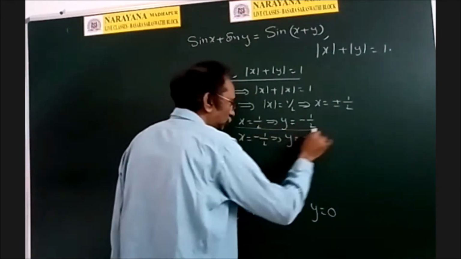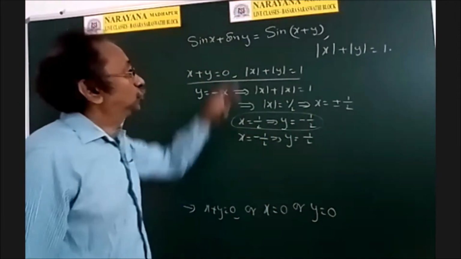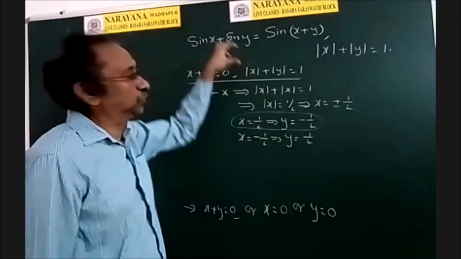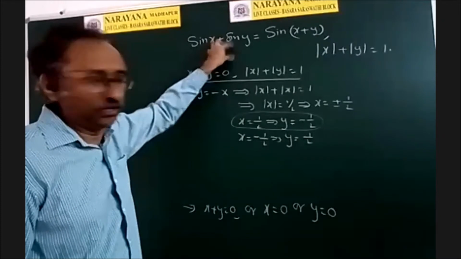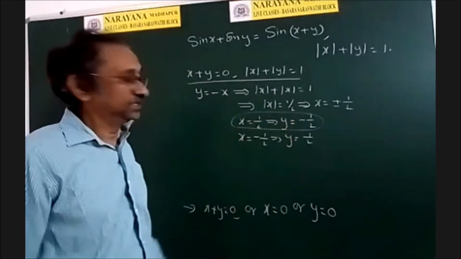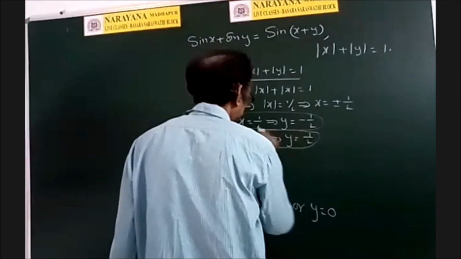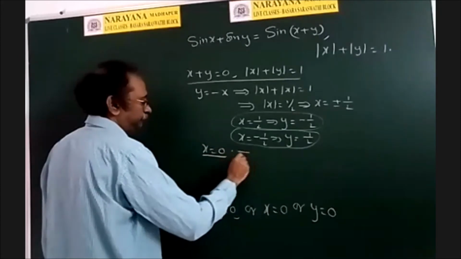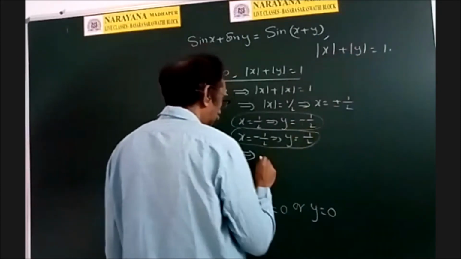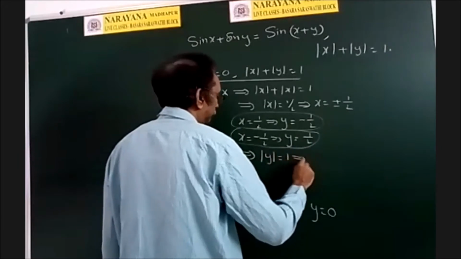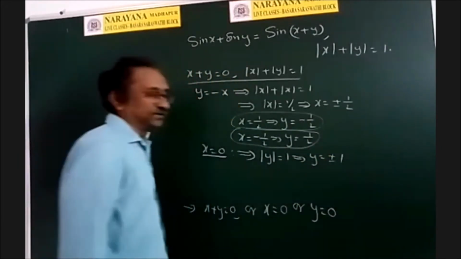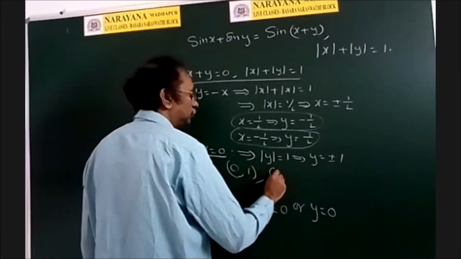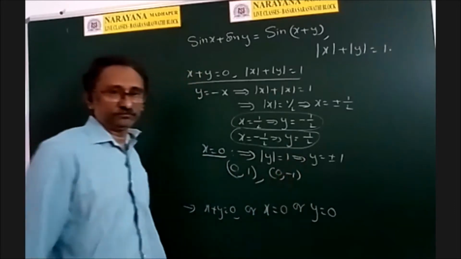So this is one solution. Here, a solution of this equation means one x and one y, which together give the solution of this equation. Therefore, this is one solution and this is the second solution. Next, this one, x is equal to 0. If you put x equal to 0, you will get mod y is equal to 1. That implies y is equal to plus or minus 1. So one solution is (0, 1) and the other solution is (0, minus 1).